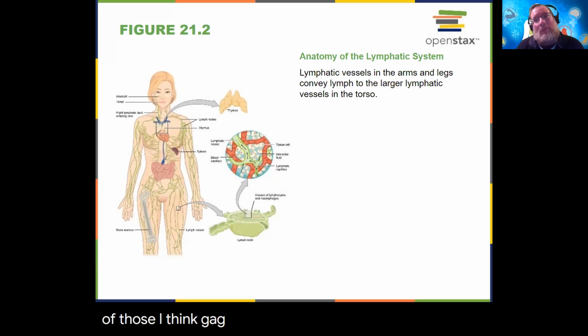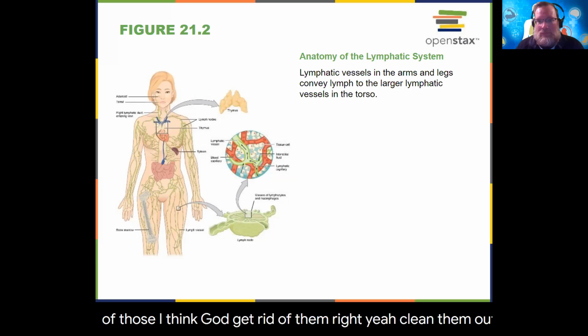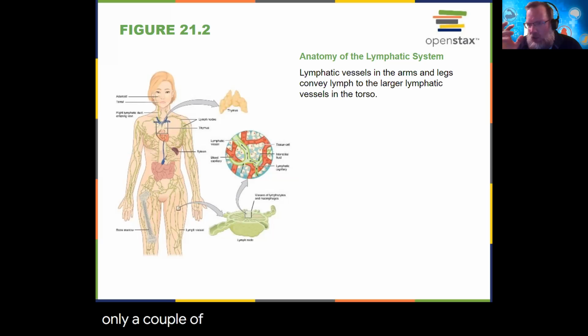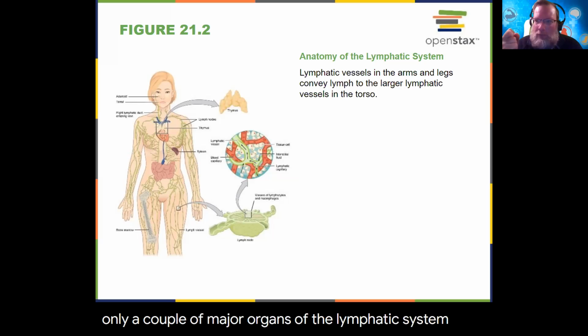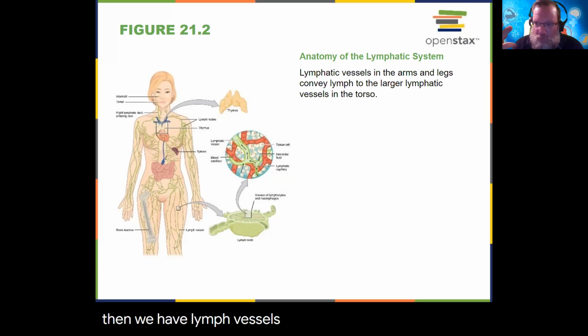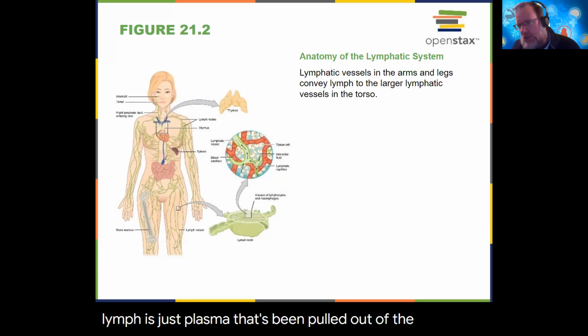Yeah, gotta get rid of them, right? You gotta clean them out. So that's what the lymphatic system does. Now, there are only a couple of major organs of the lymphatic system. I already mentioned one, and that's a lymph node. Okay. And then we have lymph vessels, and then we have lymph. So the three main structures or features of the lymphatic system are lymph nodes, lymph vessels, and lymph. All right. And again, lymph is just plasma that's been pulled out of the bloodstream.